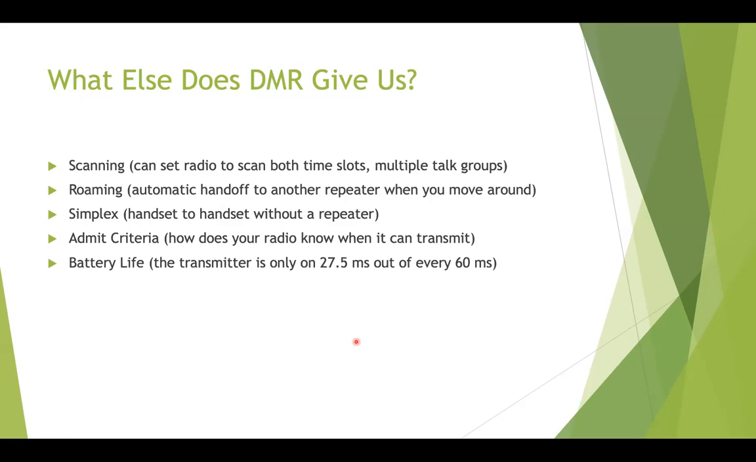Also, the DMR radio's battery life is typically much better because the transmitter is only on 27.5 milliseconds out of every 60 milliseconds. So it's only actually using transmit power a little less than half the time that you're transmitting. So that's kind of a cool little feature.